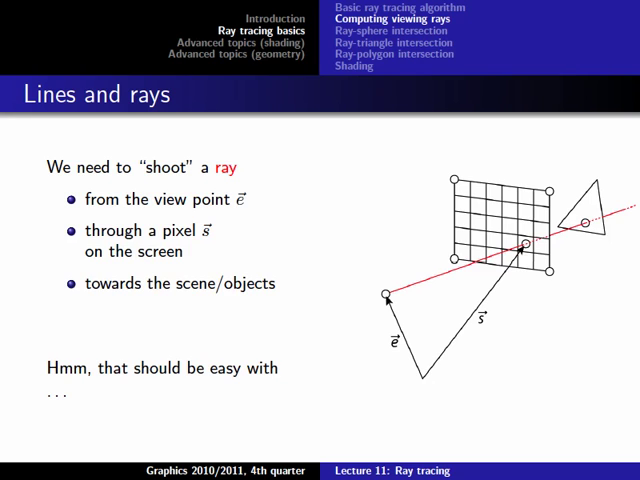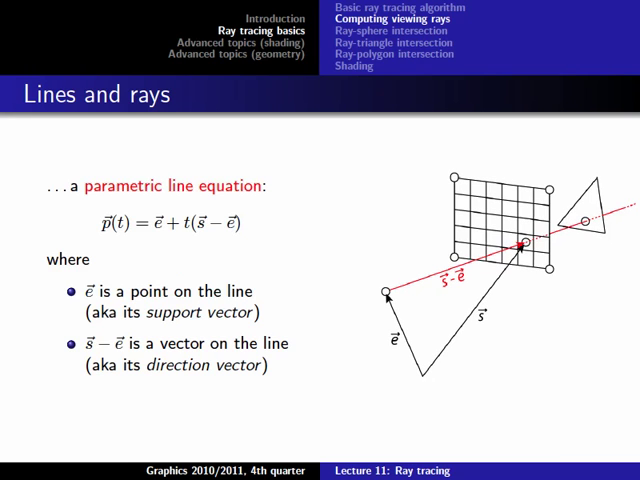Yeah, exactly. I would use a parametric line equation, which is defined by a support vector E, which is a position on the line, and a direction vector. For example, we can choose S minus E, where S is the vector to the point on the screen, to the pixel on the screen. And then we have a line that goes directly from our eye through this point on the screen towards our scene, which is exactly what we want.